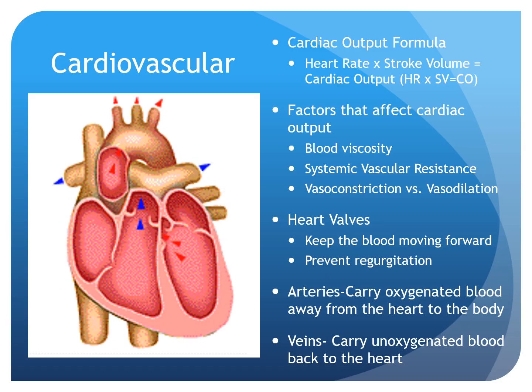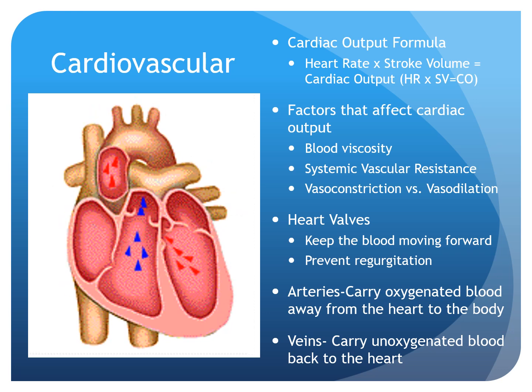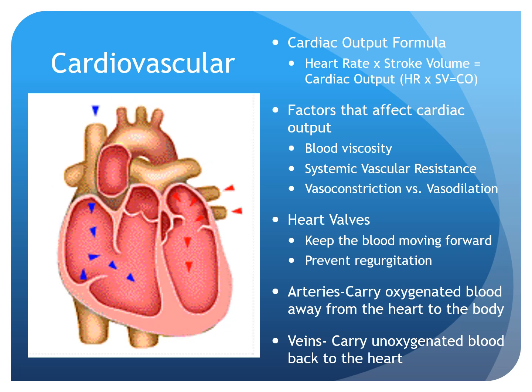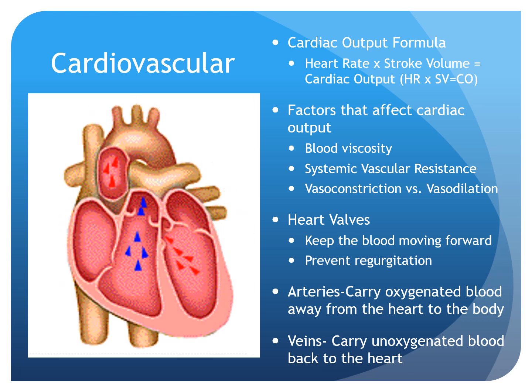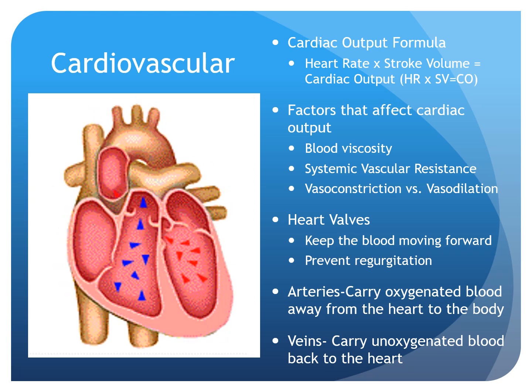You need to know the formula for cardiac output. Cardiac output is defined as heart rate times stroke volume, or the amount of blood ejected with each heartbeat. Anything that decreases cardiac output will decrease the amount of oxygen delivered to the tissues.